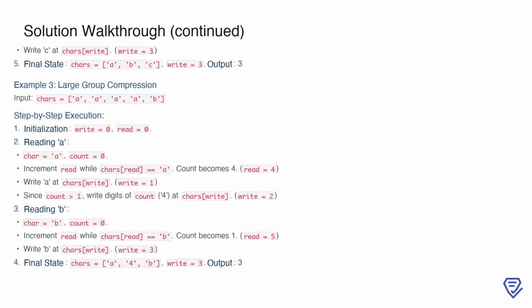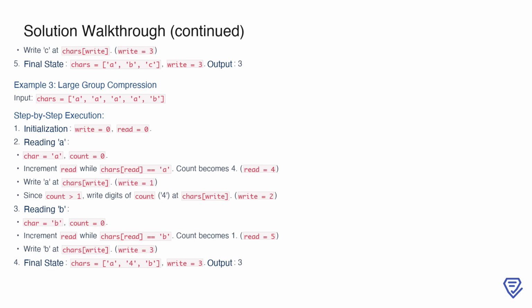Now, for example 3, we have a mix of repeated and non-repeated characters. The input is A, B. We initialize write and read to 0 and process the character A. This time, there are 4 consecutive occurrences of A, so we increment read to 4 while counting them. We write it to the array at write, and since the count is greater than 1, we convert the count to 4 and write it as well. This updates write to 2.